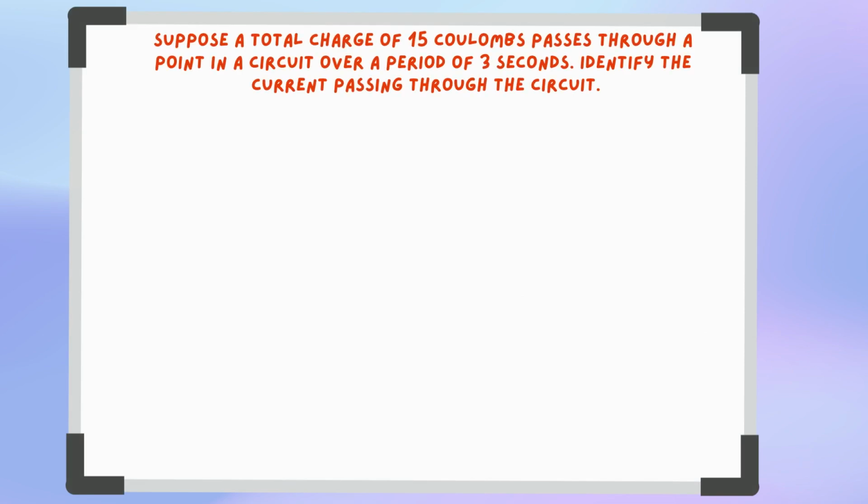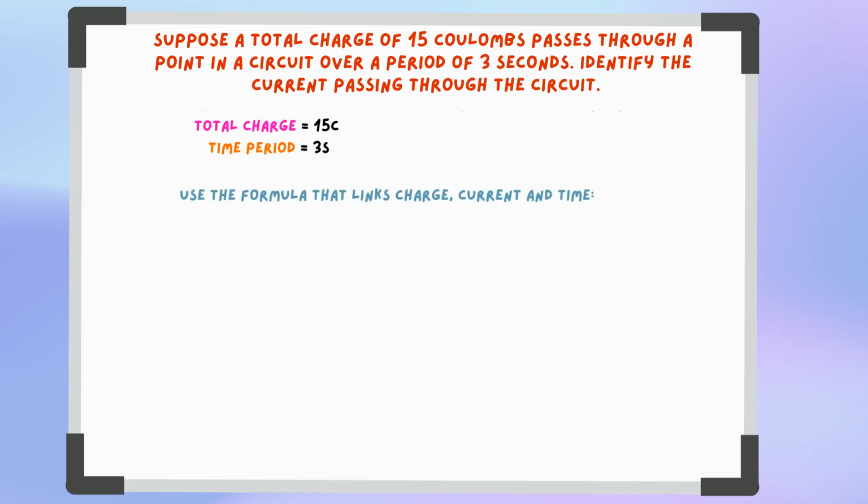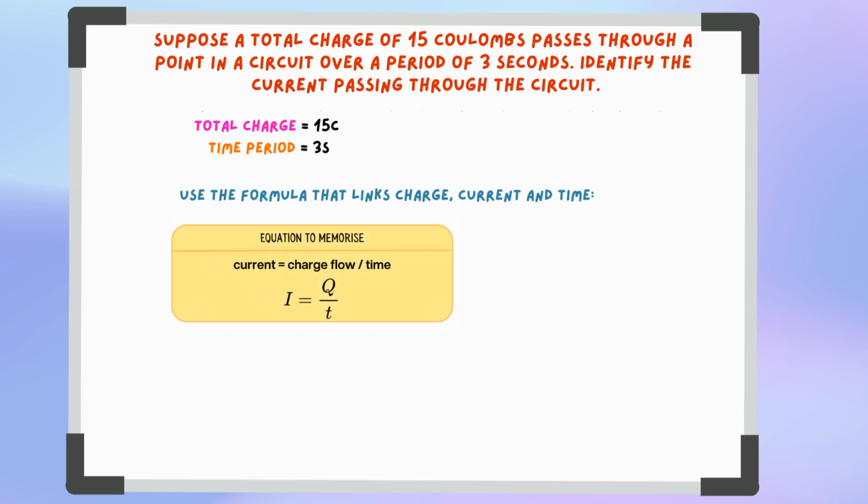Suppose we have a situation where a total charge of 15 coulombs passes through a point in a circuit over a period of 3 seconds. Calculate the current in the circuit. First, use the relationship between charge, current, and time. Recall that current is defined as the rate of flow of charge over time. The formula to use here is I equals Q over T.